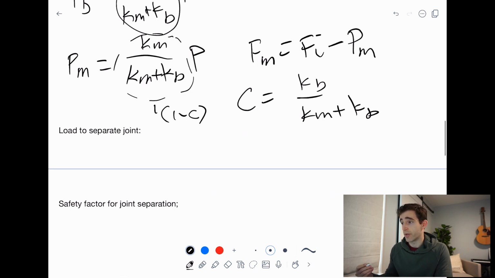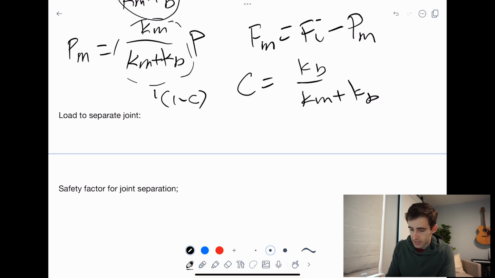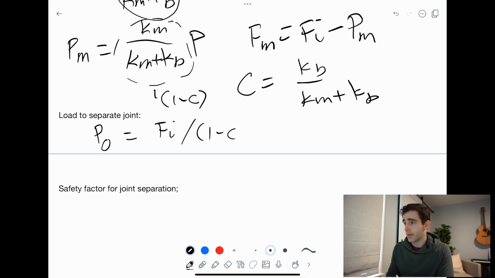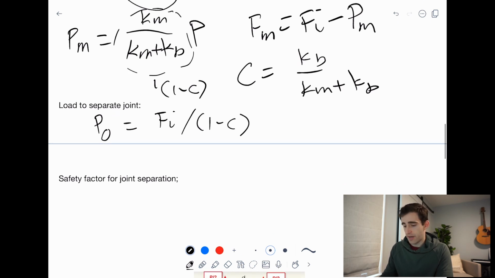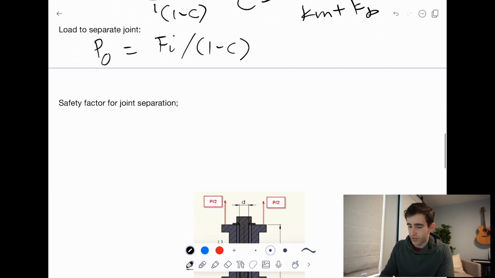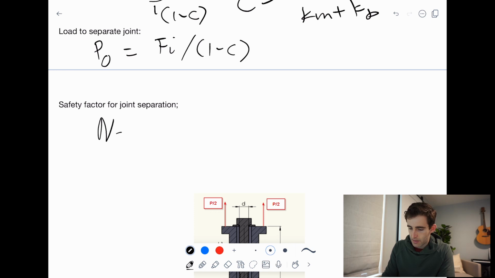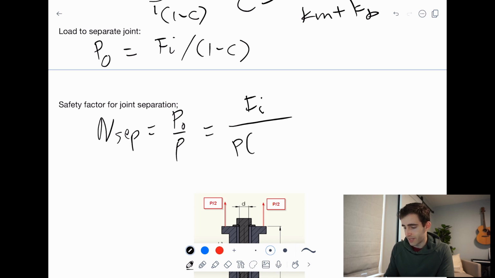So then the load to separate the joint, we'll call P0, is just going to be Fi divided by 1 minus C. And then our safety factor of joint separation is going to be the load to separate the joint divided by the applied load, which is going to be our preload over the applied load times 1 minus C.